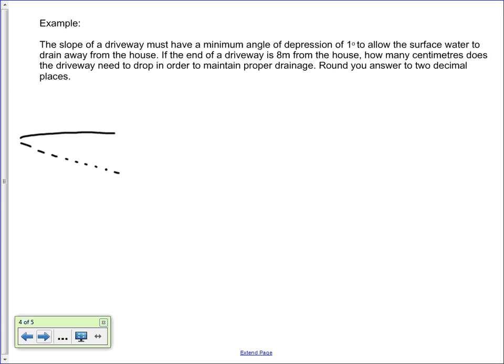Okay, and so I know that this is 8 meters. And I know that I need to make this 1 degree in order for it to be up to code. So to calculate how much I need to drop, that's this. I'm going to put an X there because it's something I need to solve. I'm going to use my tangent formula again. So tangent of an angle is equal to the rise over the run.